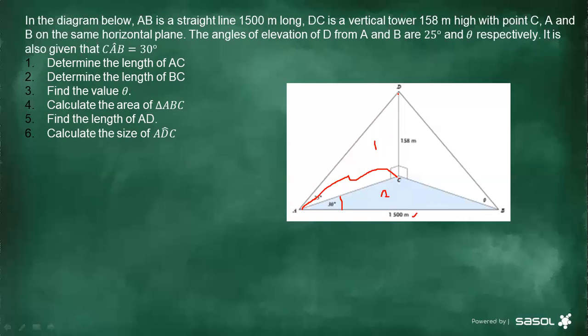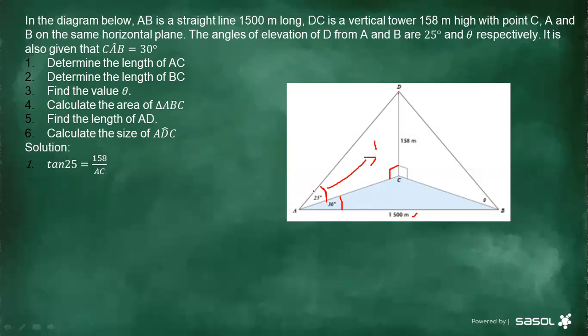But now let's look into this triangle DCA, ACD. You can see it's a right angle triangle. And what do we have there? We have an angle which is 25 degrees, and the opposite side of that angle is 158. This is a right angle triangle, so we can now use the trig ratios. But which trig ratio is suitable for this one? Let's see how to write this.